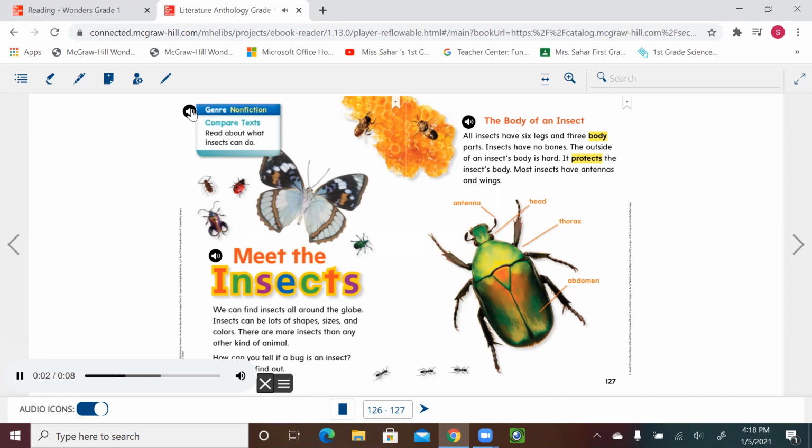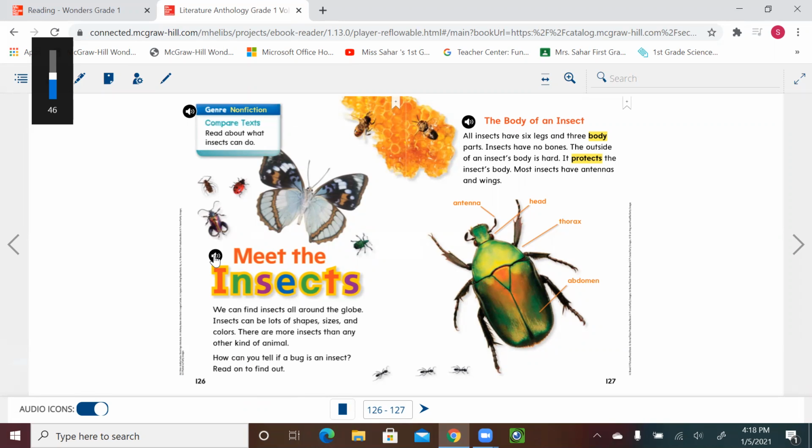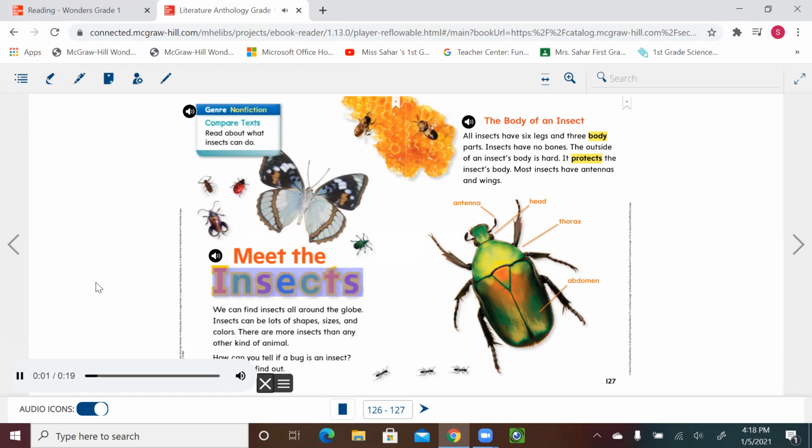Genre, nonfiction. Compare texts. Read about what insects can do. All right, so we will be reading about what insects can do and the body parts of the insects. Let's start. Meet the insects. We can find insects all around the globe. Insects can be lots of shapes, sizes, and colors. There are more insects than any other kind of animal. How can you tell if a bug is an insect? Read on to find out.